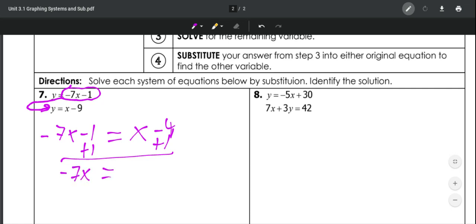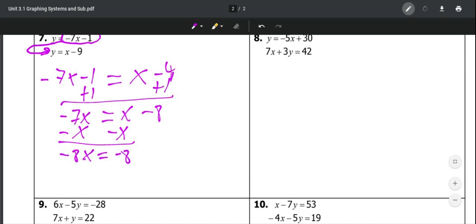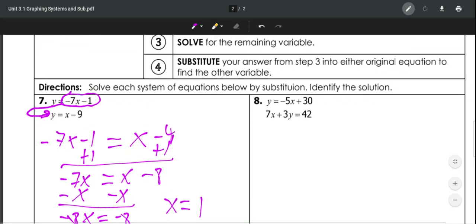Negative 7x equals x minus 8. Then we're going to subtract x from the other side. That's negative 8x equal to negative 8. Then we want to divide, which we should be getting pretty good at, solving equations now. So x equals 1. So we found what x was.